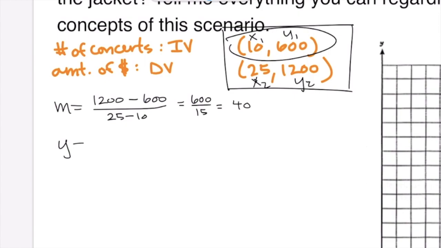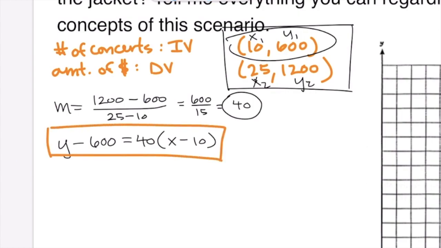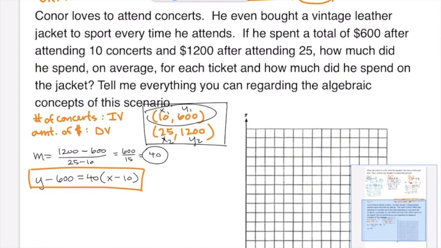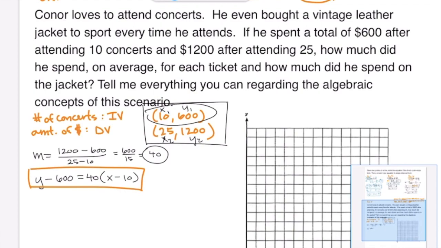So we can say y minus 600 is equal to m, which we found here, so 40, times x minus 10. If I just asked you to give me an equation for this scenario, then you've got it. Now, if I asked you to tell me something, which is actually stated in the question, how much did he spend on average for each ticket and how much did he spend on the jacket?